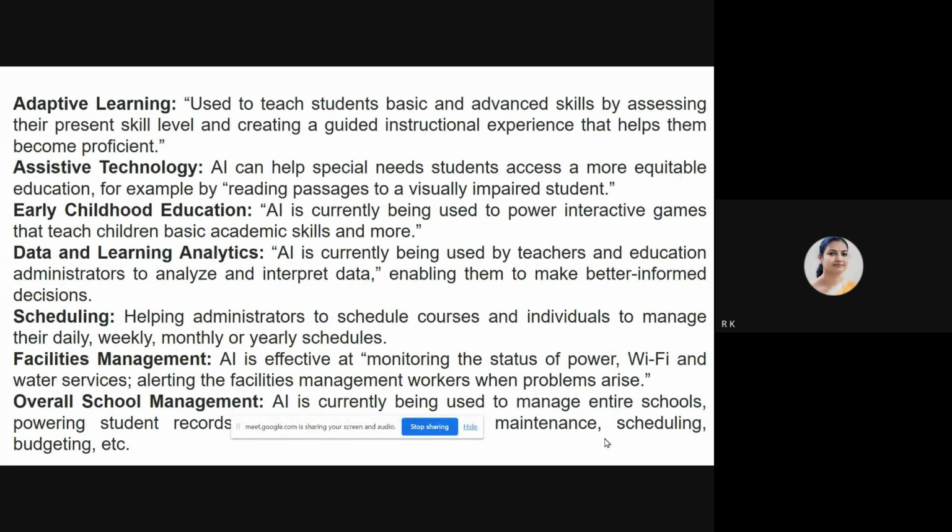For adaptive learning to take place, students are taught basic and advanced skills by assessing. These are some of the advantages of AI which I have put in this slide. AI will help us improve adaptive learning. It helps in assisting with technologies, especially for visually impaired students, by reading passages. AI is also helping early childhood education, and helping analyze data and improve learning analytics. It also helps administrators analyze and interpret data, and helps us in scheduling our work. So we have to use it for all these things.